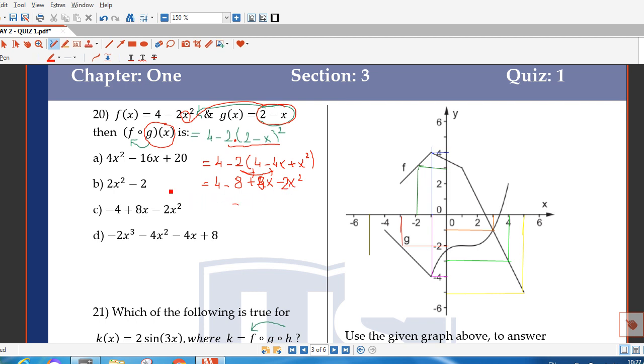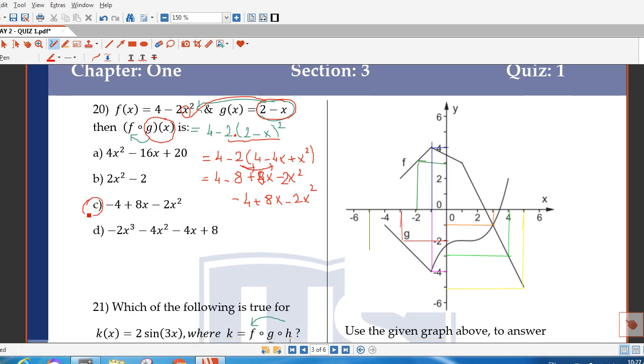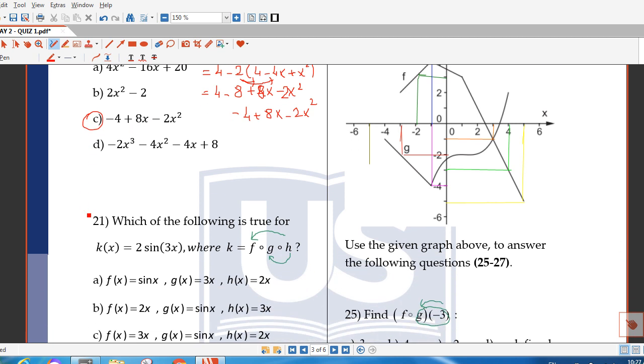It is the advantage of multiple choice. If I have a look, I couldn't see any choice like this, so I need to turn back. 4 minus 8 minus 4 plus 8x minus 2x to the power of 2. So minus 4 plus 8x minus 2x to the power of 2. Answer is C. Question 21.